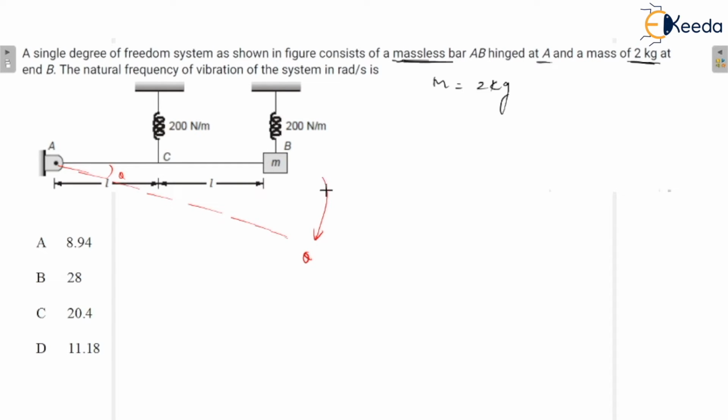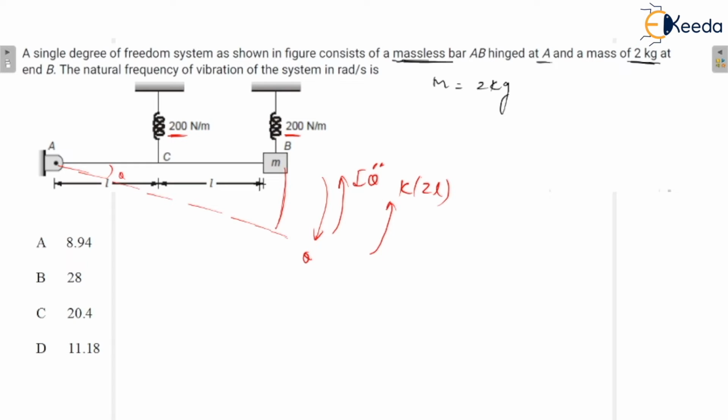If theta is in the clockwise direction, the inertial torque would be in the opposite direction, with theta double dot. And what is the spring? So this is the spring. Let us assume that both springs have the same spring constant K. So for the first spring, the arc would be theta into this complete length, which means 2L. So this is 2L.